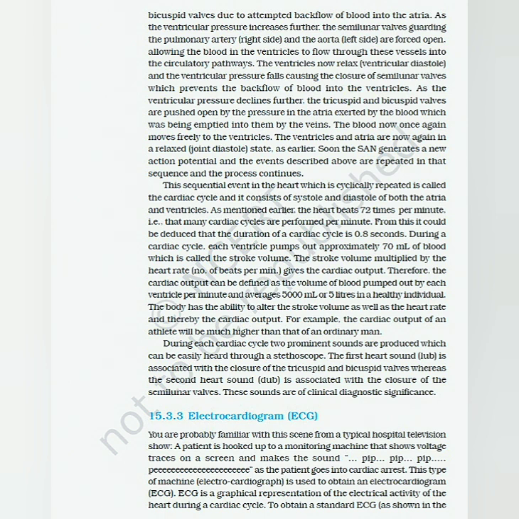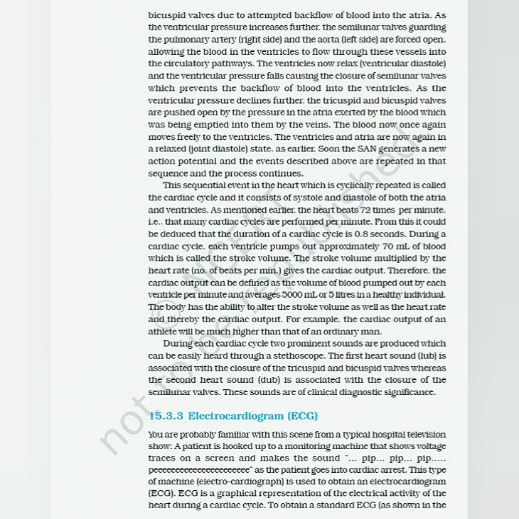As the ventricular pressure increases further, the semilunar valves guarding the pulmonary artery, right side, and the aorta, left side, are forced open, allowing the blood in the ventricles to flow through these vessels into the circulatory pathway. The ventricles now relax, ventricular diastole, and the ventricular pressure falls, causing the closure of the semilunar valves, which prevents the backflow of blood into the ventricles. As the ventricular pressure declines further, the tricuspid and bicuspid valves are pushed open by the pressure in the atria, exerted by the blood which was being emptied into them by the veins. The blood now once again moves freely to the ventricles. The ventricles and atria are now again in a relaxed joint diastole state.